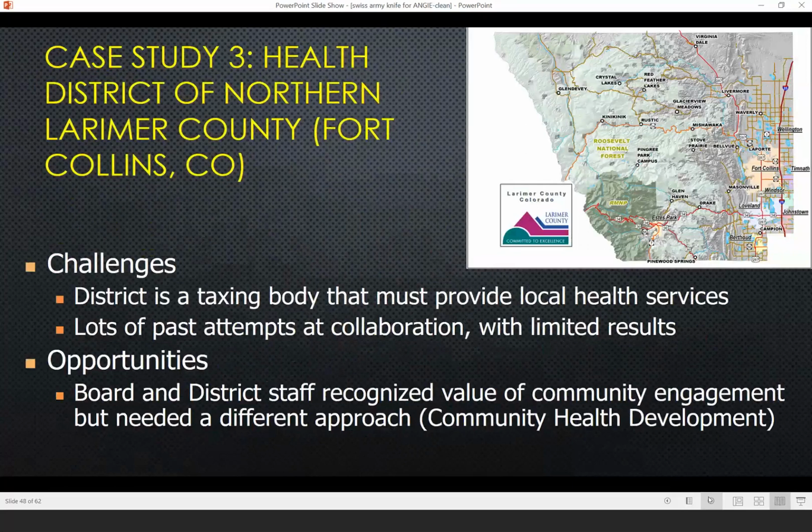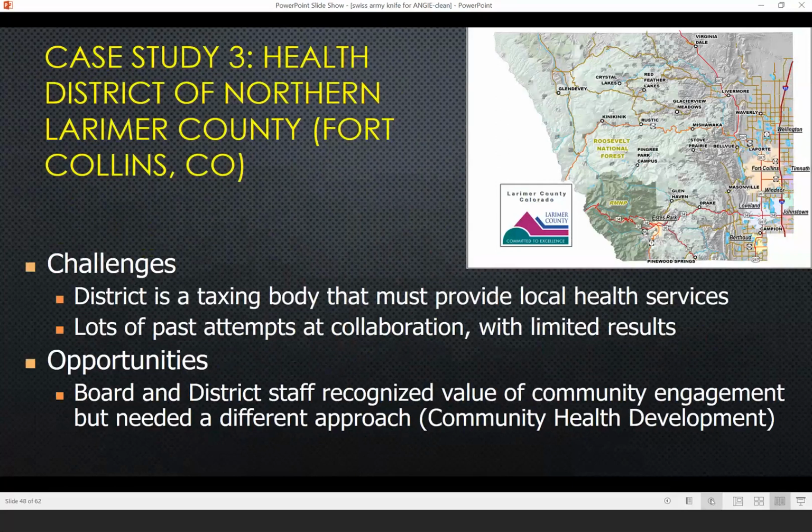In the case of the Northern Larimer County Health District, they leased a hospital to a management firm and got paid a couple million dollars a year for that service, and then used those monies basically as a kind of mini health department, although there is a health department in Larimer County that they work with closely. So their challenge was, as a local taxing body, they had to provide services to improve the health of that population.